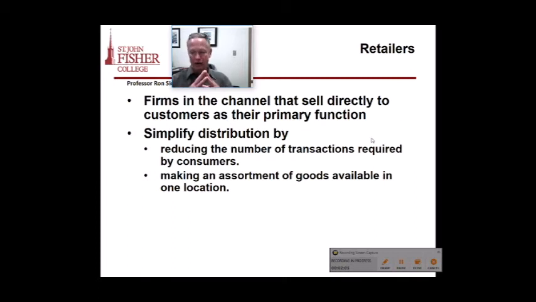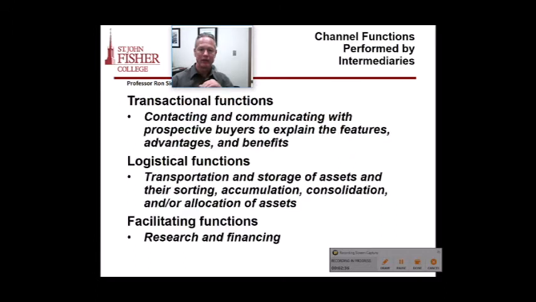Retailers are probably the most familiar distribution channel that you guys are familiar with. The number one retailer in the world is Alibaba out of China. The number one brick and mortar retailer in the world is Walmart. The number two retailer in the world is Amazon, again because most people are going online. Retailers simplify the distribution by offering many brands and many choices in one location. They make an assortment of goods available, etc.